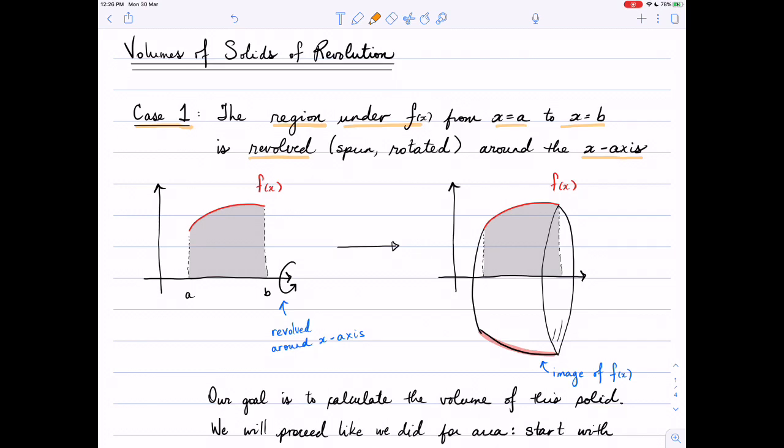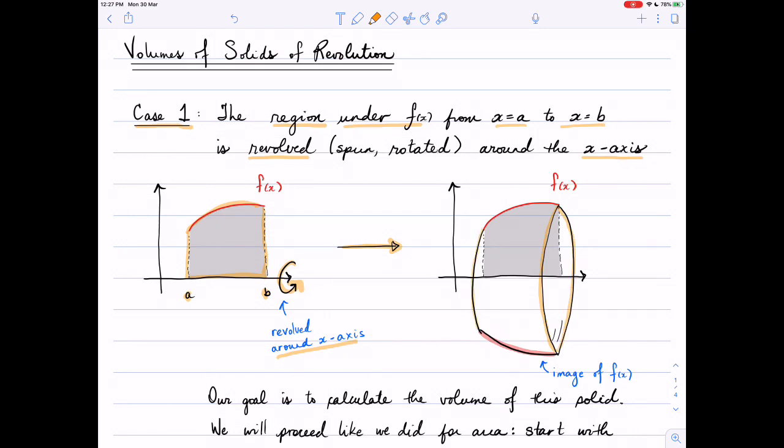So here it is. Here's our region that is under the graph of f of x from x equals a to x equals b. And we're going to imagine that this region is revolved or spun around the x-axis. So that means it's going to come out towards you, go down below, go back into the page, and then come back out. And if we imagine what that looks like, it's going to spin around and create a three-dimensional object here. It's going to create this solid.